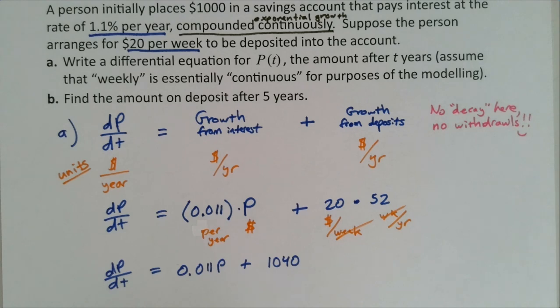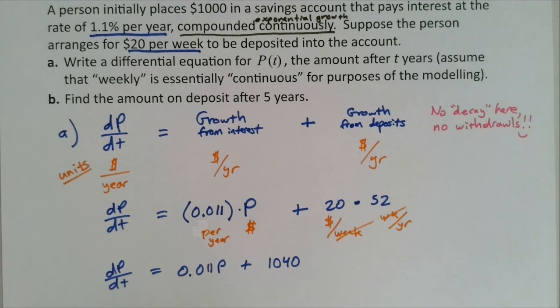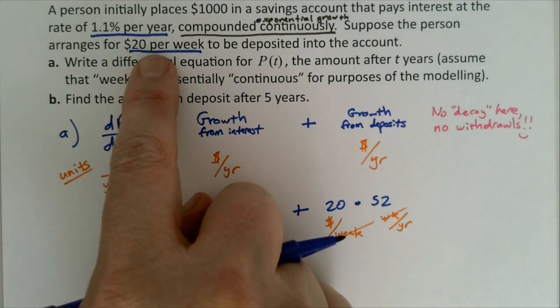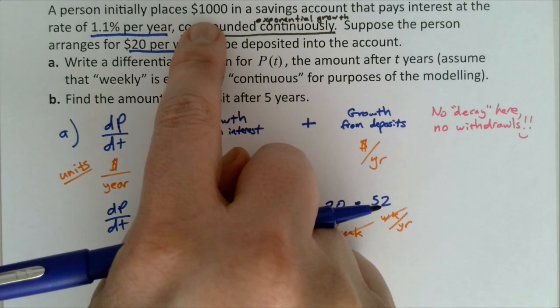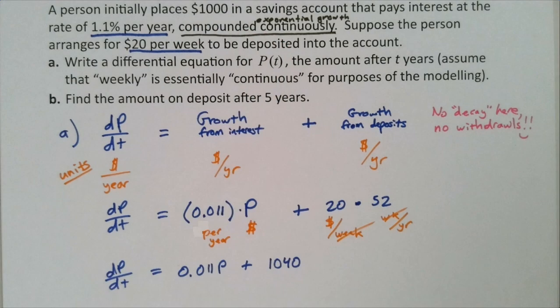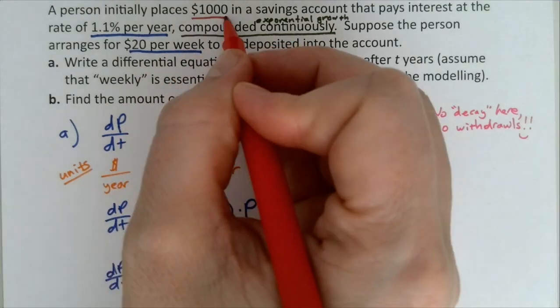So there's one other piece of information that we're given in the problem that we didn't use. We used the $20 per week. We used that compounded continuously. What about the $1,000? What's that useful for? Why did they give us this?